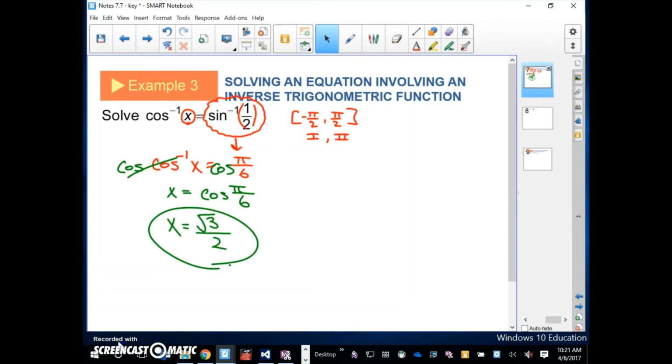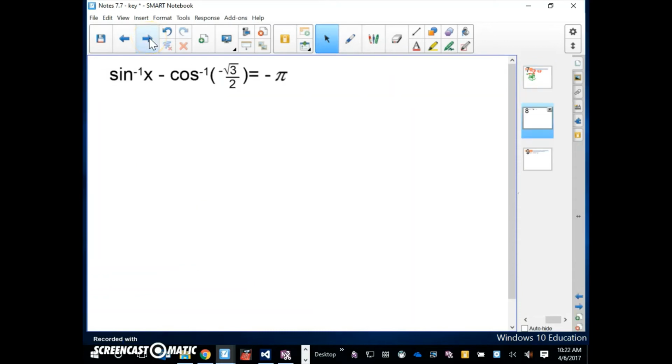Okay, so I want to show you another example that's a little bit more complicated than this, just to set up example 4. So copy that down real quick. I've got inverse sine of x minus inverse cosine of negative square root of 3 over 2 equals negative pi. If we're trying to solve this, we know we're trying to isolate this variable. That's the only one. But what I would do first is evaluate this part. That's all numbers, so we should be able to simplify that a little bit.